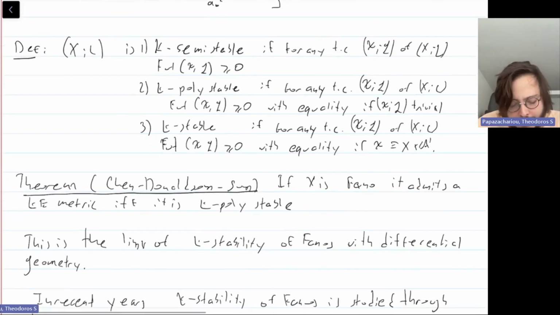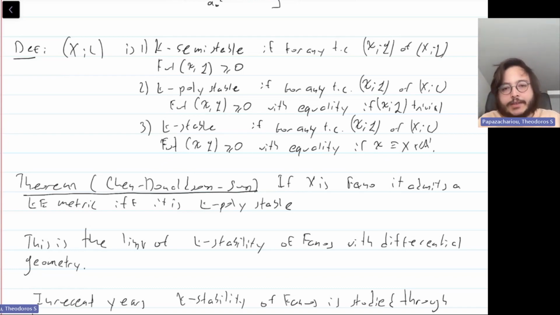So this is, as I mentioned before, a general definition. It doesn't really depend on Fano varieties. It can be defined for any projective variety with an ample line bundle. But where K-stability has found its biggest successes is essentially in the case of Fano varieties.